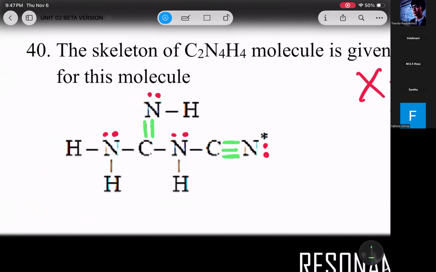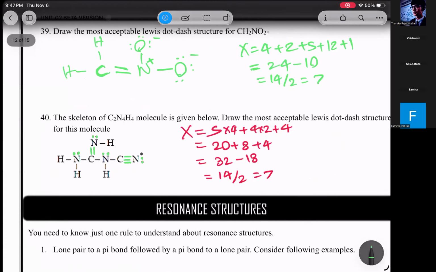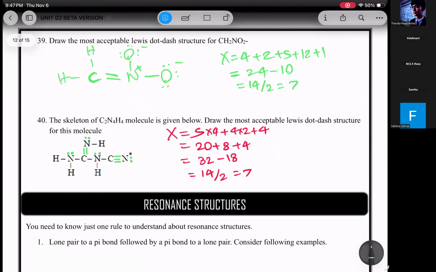So this doesn't look complex to me. This one is easy. Okay. Guys, did you understand this?